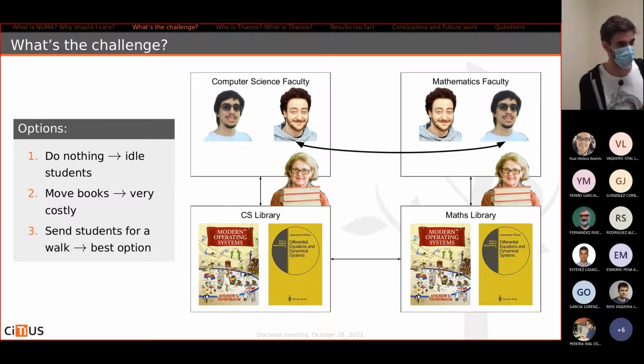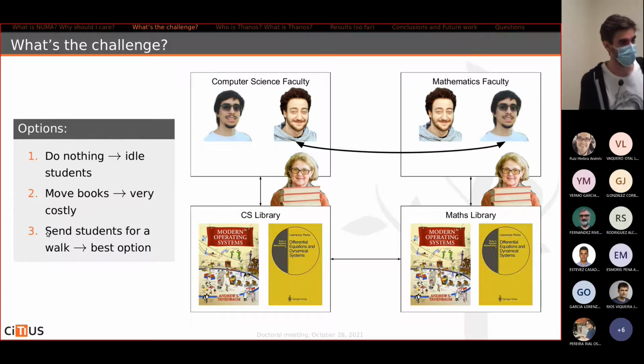The second option is to move books across libraries, which is very expensive because the librarian will have to take the book and call the post service in the university. The post service will have to send the book across libraries, and the librarian in the destination faculty will have to do some paperwork, and everything is very complicated and expensive in time. So our third option is the best one. We simply send the students for a walk.